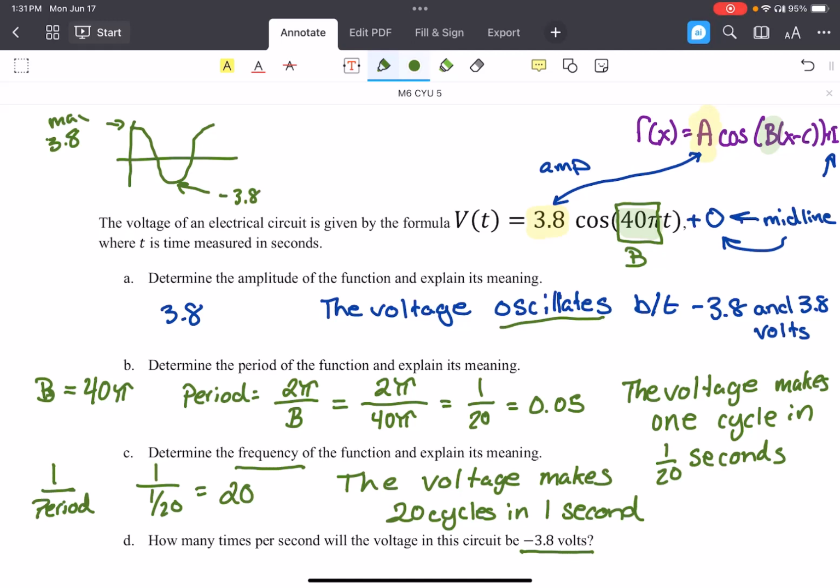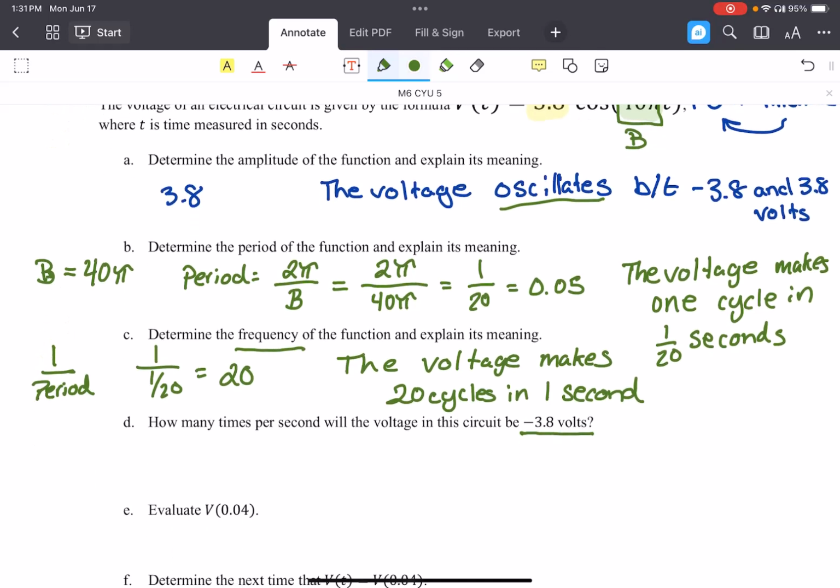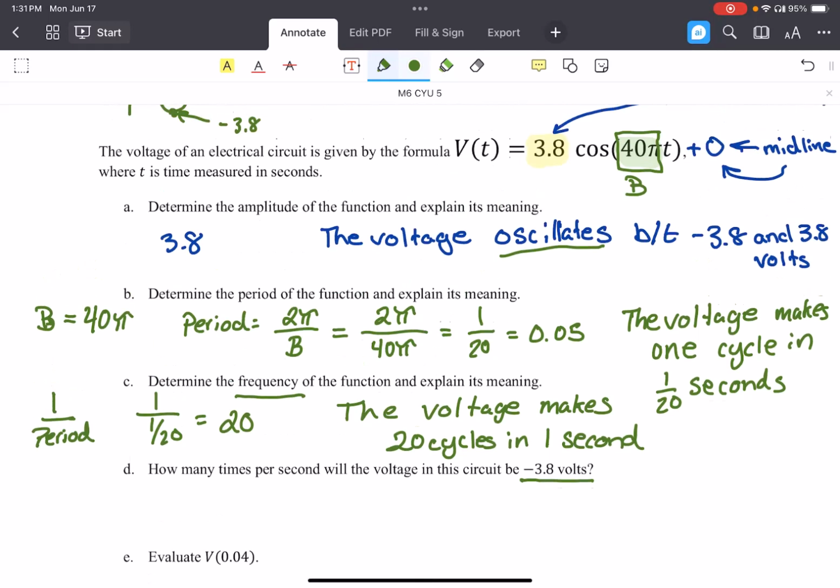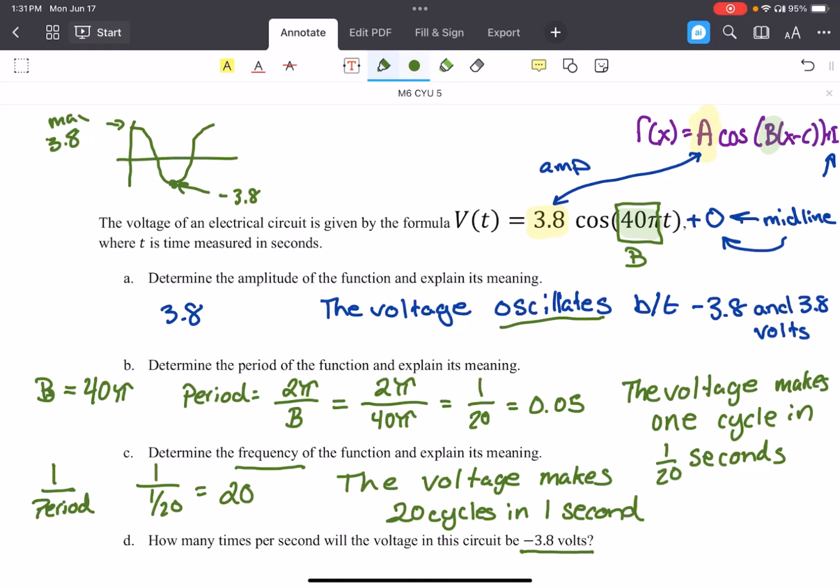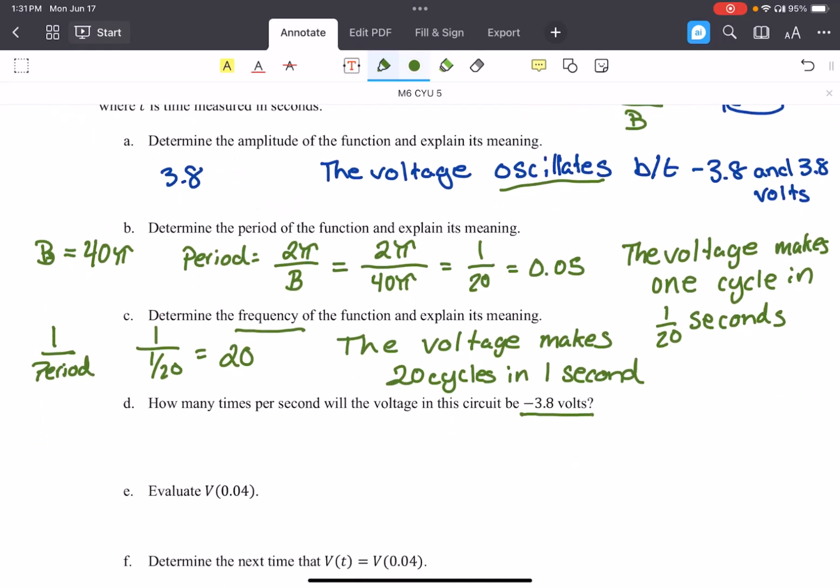So we're basically asking, how many times will we hit this minimum value in 1 second? Well, we know that it makes 20 cycles in 1 second. And in one particular cycle, it only hits that minimum value once. So it's going to hit that point 20 times per second, once per cycle. That's because this is a minimum value and our voltage is only going to hit the minimum once in one rotation.